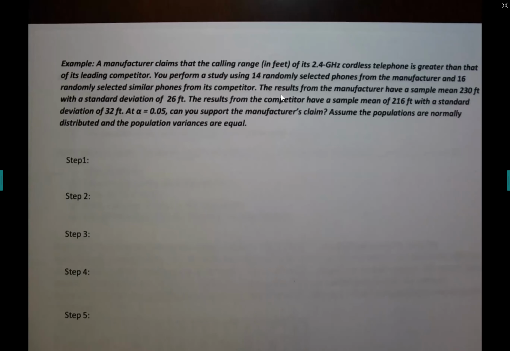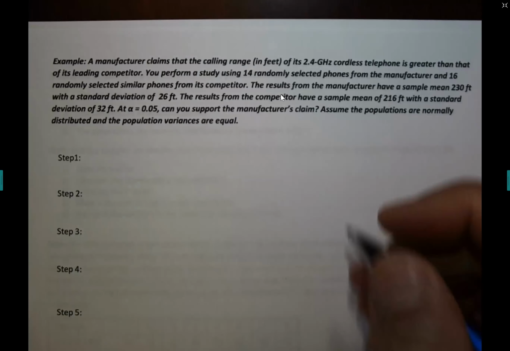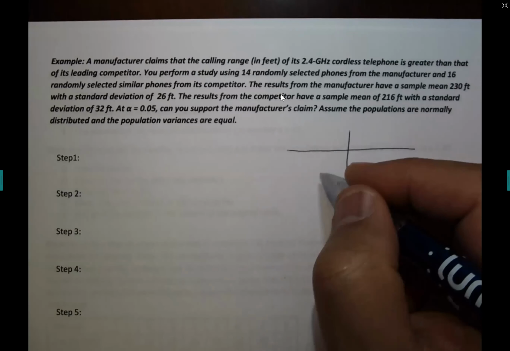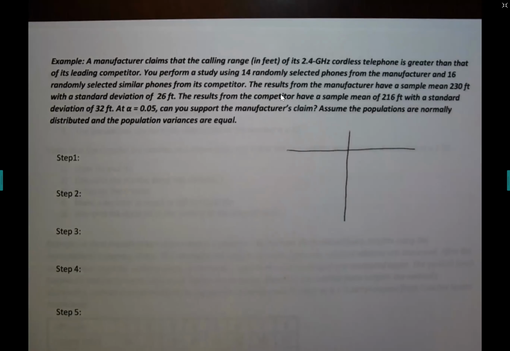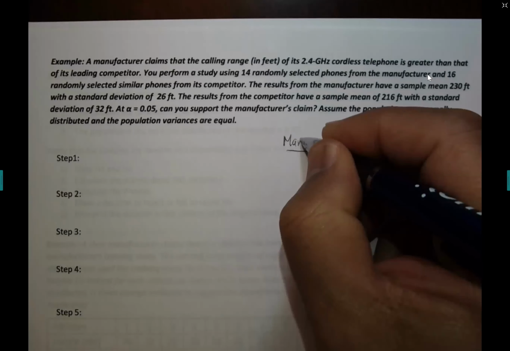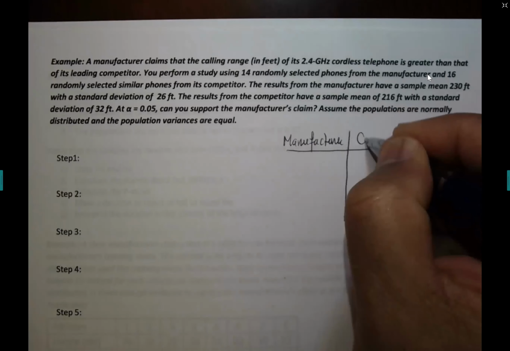Okay. What I'd like you to do, guys, is split up the information into two sets here. I'm going to give you a minute to read it, and then we'll read it together and split up the information. Set 1 and set 2. Whatever he starts talking about first, label it as 1, and then the second one. So a manufacturer claims that the calling range in feet of its 2.4 gigahertz cordless phone is greater than that of its leading competitor. So we're going to label this one the manufacturer right here. And the other one is the competitor.